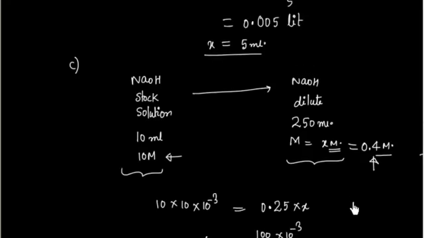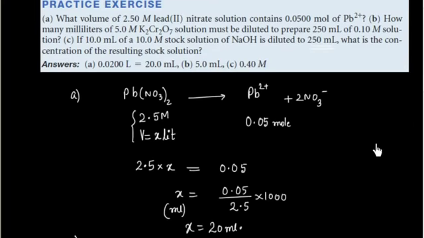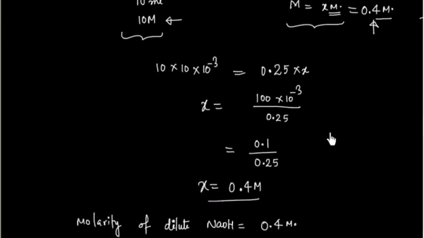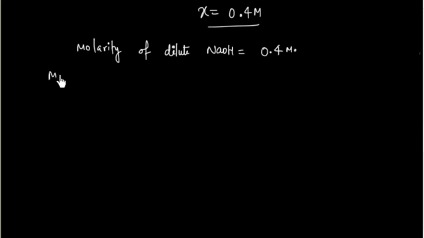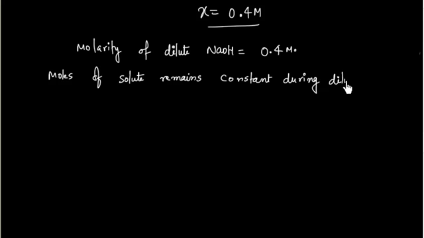So in this practice exercise, we have discussed how to solve problems related to dilution. You have been given one concentration, and you have been given another concentration. In those two concentrations you have to equate the number of moles, that is, moles remain constant in dilution. So the only important point we have here is that moles of solute remain constant during dilution. So this is the only important point we have.